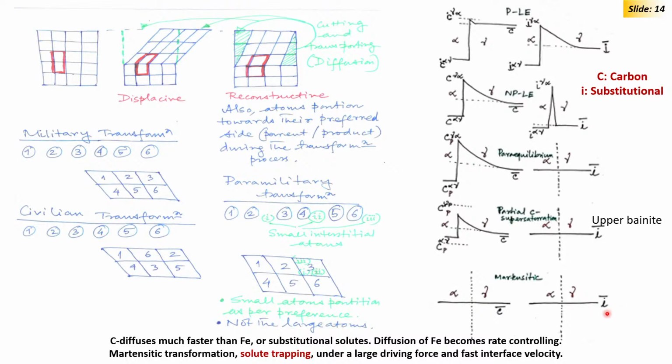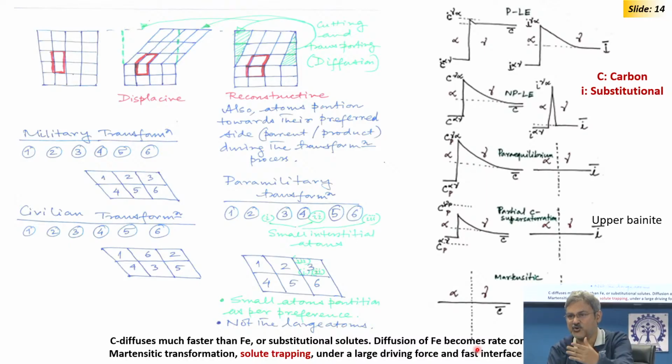And then the final example, no partitioning at all, neither carbon partitioning nor substitutional partitioning, which we call martensitic transformation. Carbon diffuses much faster than iron or any substitutional solute; that we must remember. Diffusion of iron or substitutional solute becomes rate controlling in that case. If you depend on substitutional solute diffusion for the transformation to happen, then your cooling has to be slow, because the interface movement will be decided by the substitutional diffusion or iron diffusion.